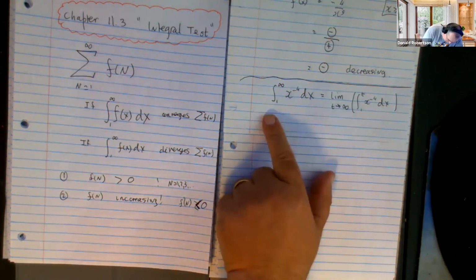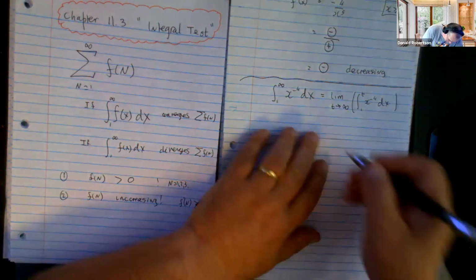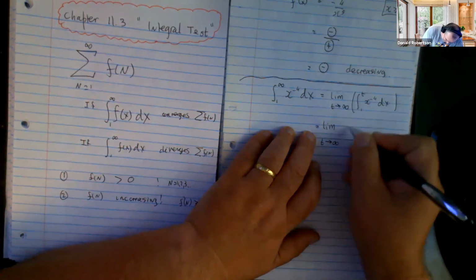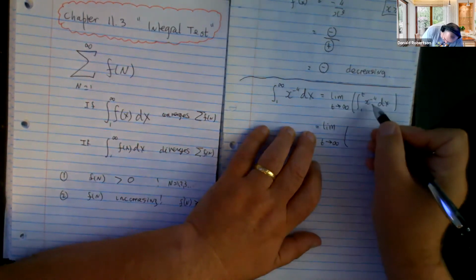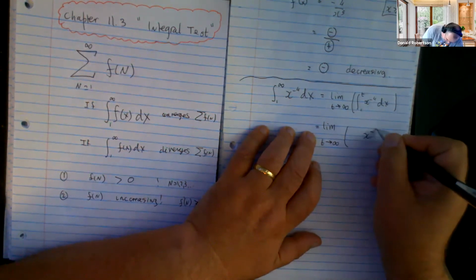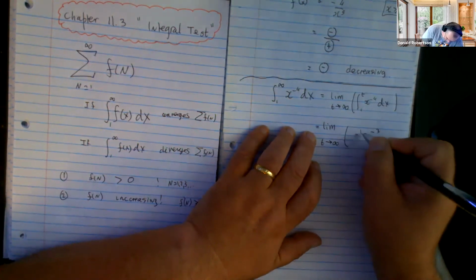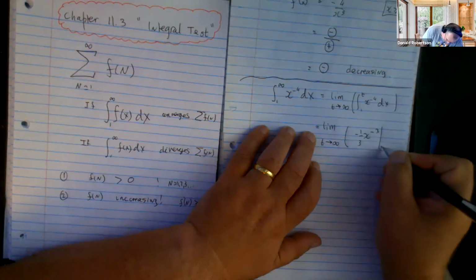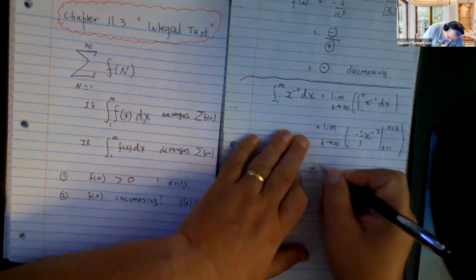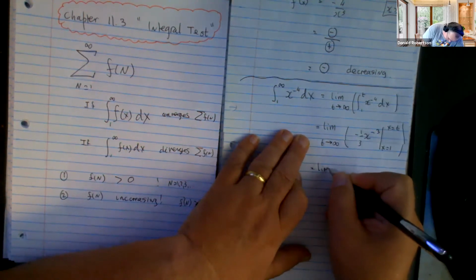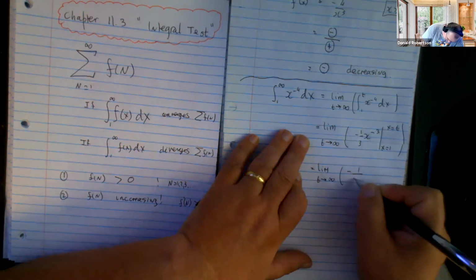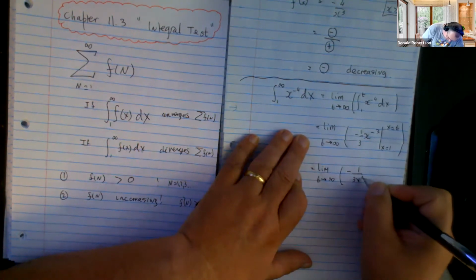So what we now have is the limit as t tends to infinity. This fella here, although he's kind of weird looking, is only just a power rule. So you add 1 to the power and you divide by the new power and you evaluate it at 1 and at t. To make life a little bit easier to deal with, I am going to rewrite this guy like that.